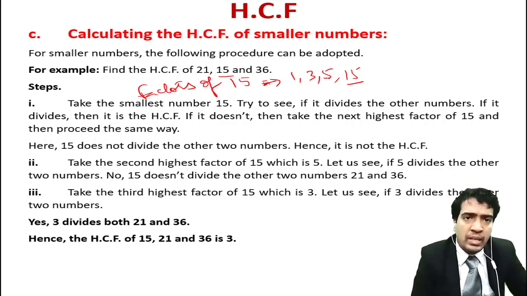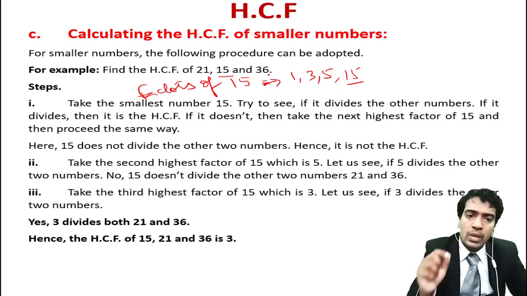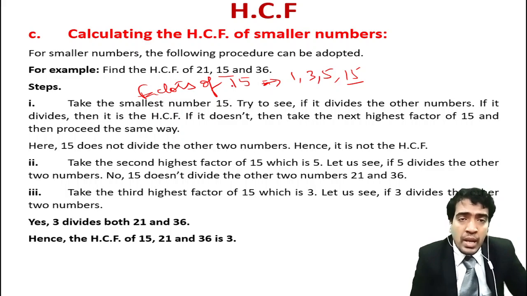In this case, the next highest factor of 15 is 5. See if 5 divides 21 and 36. It doesn't. So go to the next highest factor. See if 3 divides 21 and 36. Yes, 3 divides 21 and 36. So the highest common factor of 21, 15 and 36 is the number 3.